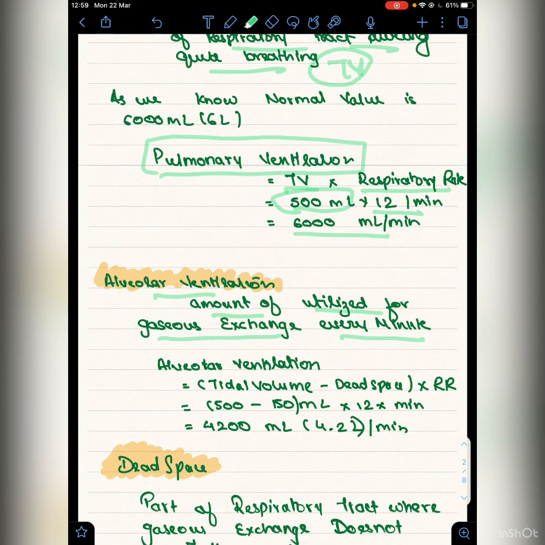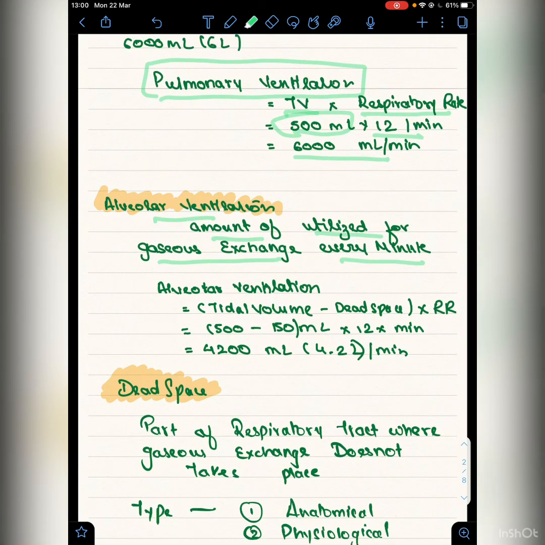Some amount of air is not used for gaseous exchange, and that is considered dead space. So alveolar ventilation is only the air utilized for gaseous exchange, which comes out to be tidal volume minus dead space, multiplied by respiratory rate. So 500 ml minus 150 ml. We will be discussing dead space below.